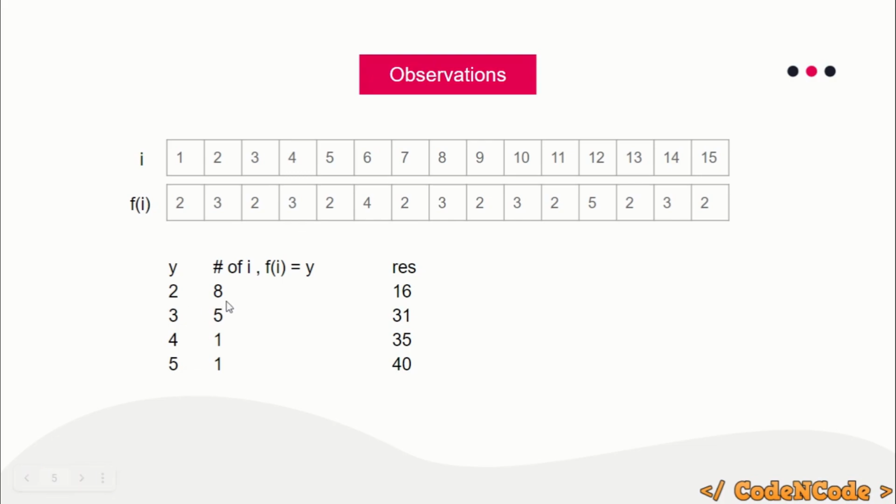But the first question is important. Let's see how we'll do that. For a given y, how do we find out how many integers I are there such that f of I is equal to y? Okay, let's see that.